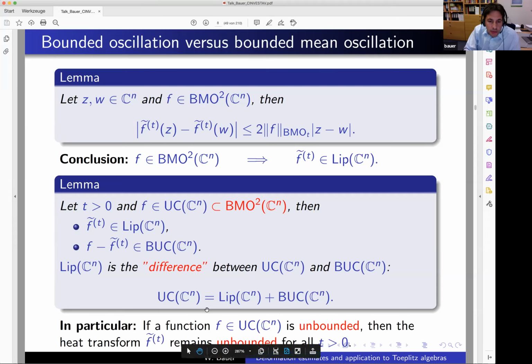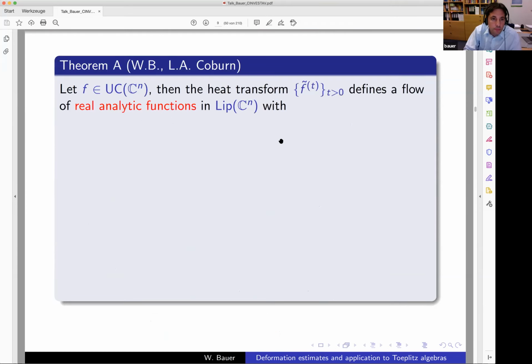So what that tells you is already the following. If you take an unbounded function, which is uniformly continuous, and then you look at the heat transform, that heat transform with some kind of average of that function remains unbounded for all t, because the difference of these functions are in BUC, and functions in BUC are always bounded. So you cannot get rid of the unboundedness by taking the average. Which in general is not the case. If the function f, for example, has a lot of oscillation, then this may not be true.